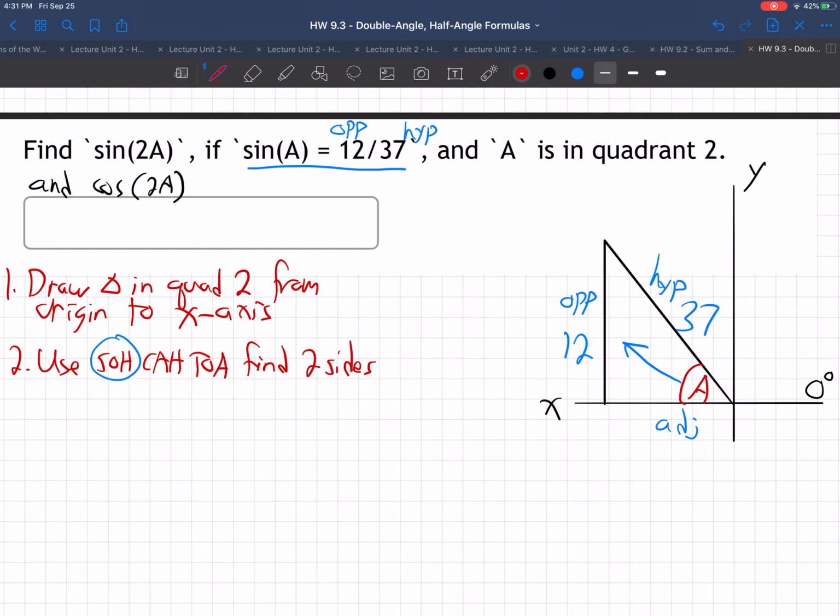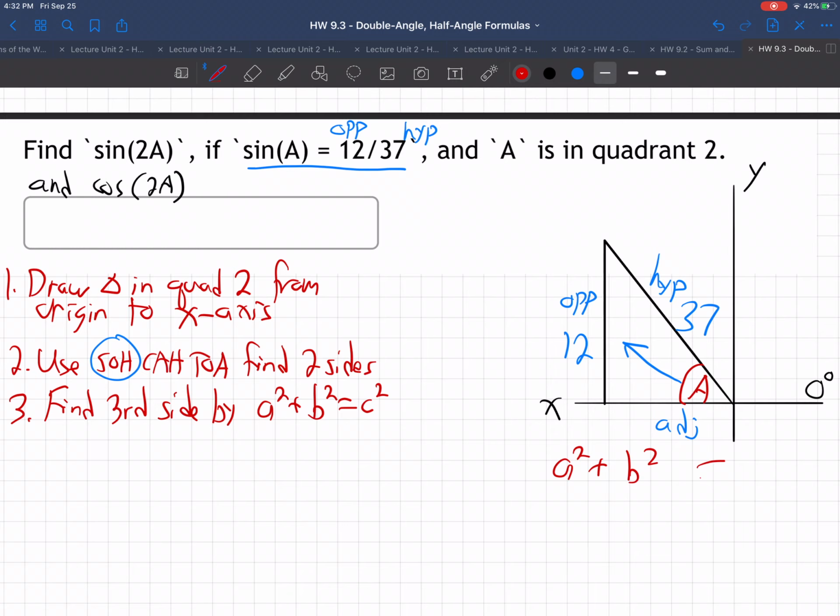So you know what to do, right? Step 3, find the third side by the Pythagorean theorem, right? A squared plus B squared is C squared. Which one is the C? The C has got to be the hypotenuse, doesn't it? So there's the 37 squared. A squared, one of these sides is 12. It doesn't matter which one you call A and B. I just made the 12 A. Could do it the other way, doesn't matter.